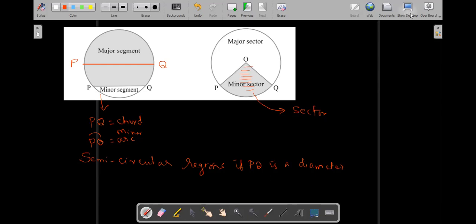Got it? So this is the difference between segment and sector. And when it becomes a diameter, then both the regions are called semicircular regions. Understood? If you understood everything, you will tell the answers to these questions.